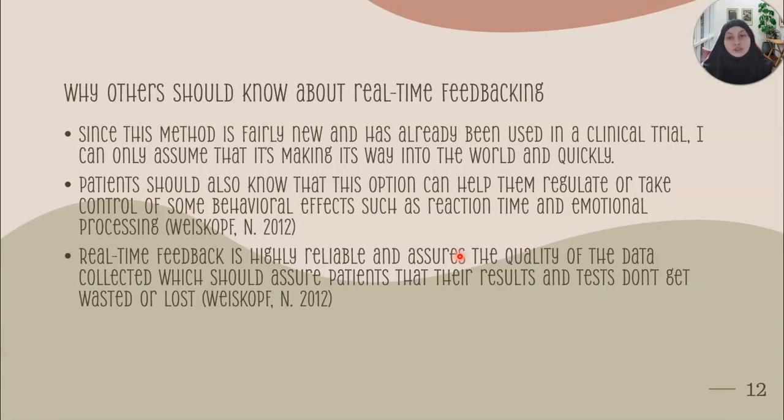How others could benefit from knowing about real-time feedback. Since it's a fairly new method and has already been used in a clinical trial, I can only assume that it's making its way into the world, and very quickly. Patients should also know that this option can help them regulate or take control of some behavioral effects, such as reaction time and emotional processing. And real-time feedback is highly reliable and assures the quality of the data collected, which should also assure patients that the results and tests don't get wasted or lost.